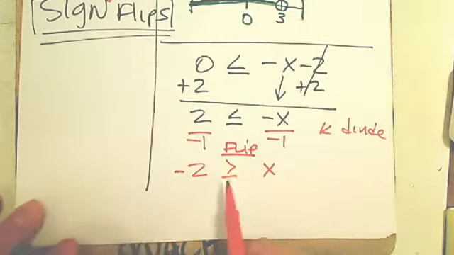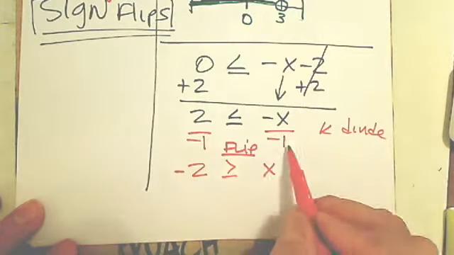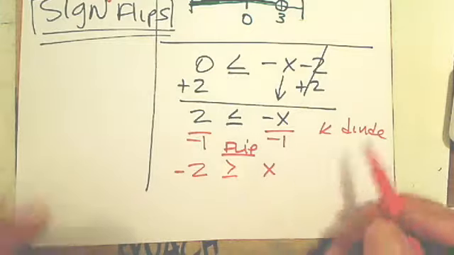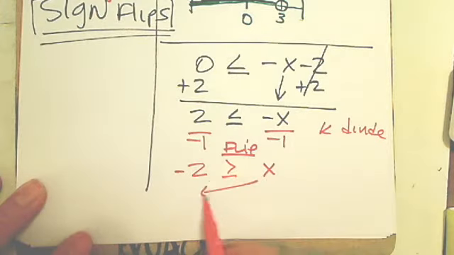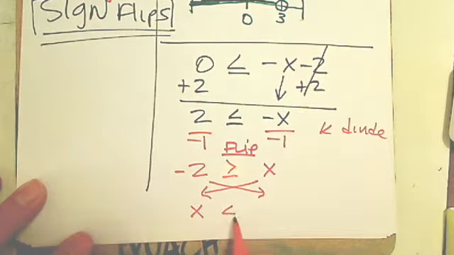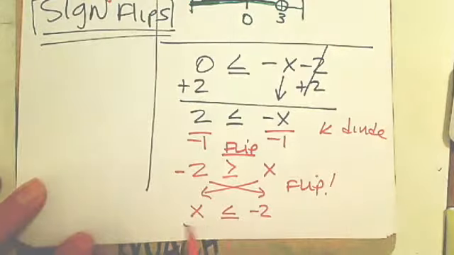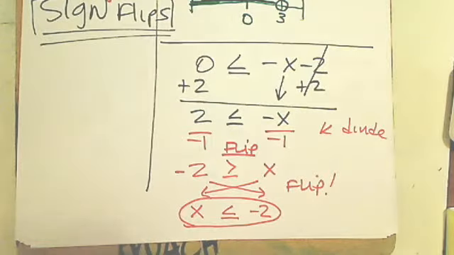This is going to be the hardest part, to flip it. It flips here because you're dividing by a negative. It flips again when you switch sides. X is now less than or equal to negative 2. It flips again because you're moving the letter back to where it should be. So whenever you divide by negative, whenever you move the letter, every time.